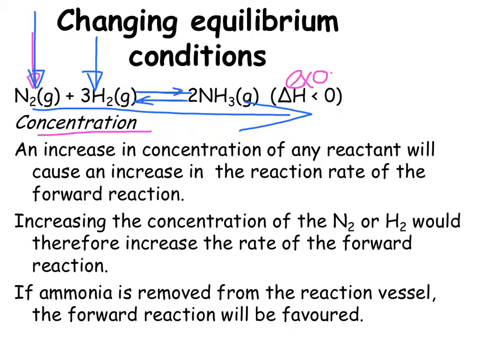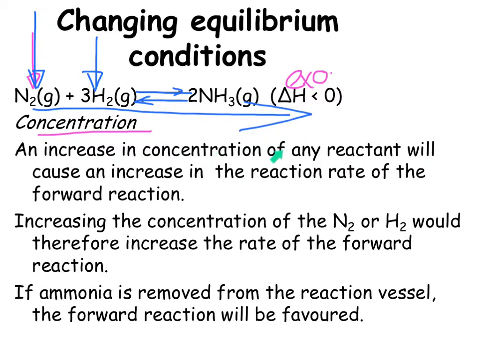You'll remember from that animation they were continually pumping nitrogen and hydrogen into the reactor vessel in order to try and keep their concentrations as high as possible in order to make as much ammonia as possible. So an increase in concentration, we all know an increase in concentration makes the rate go faster, which is great, but that doesn't mean the yield gets better. We need to see what happens with the yield.